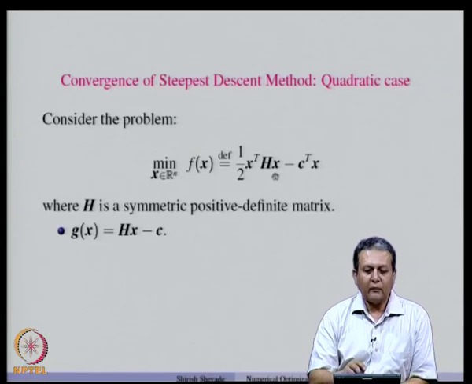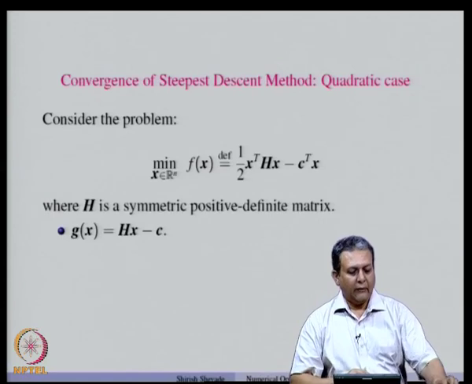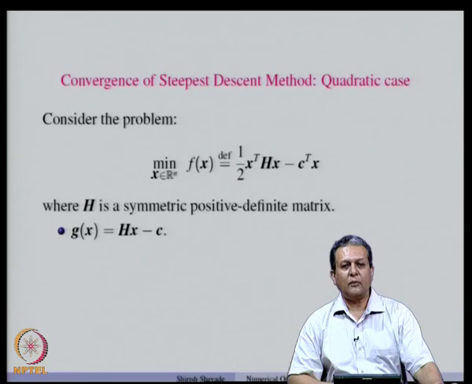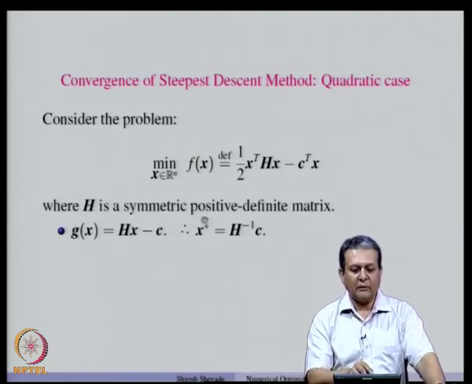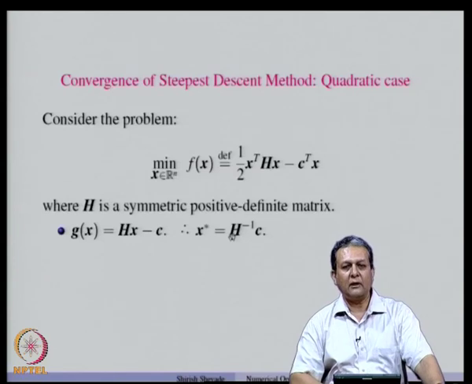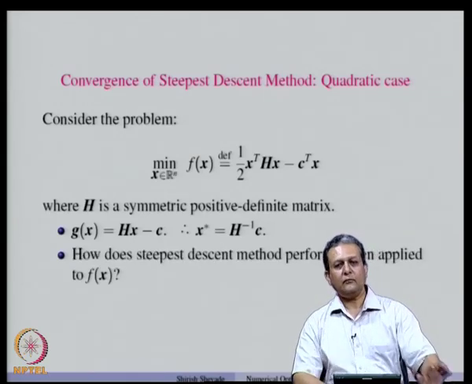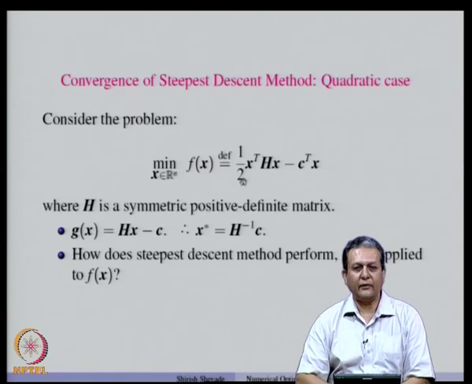Now, we know that the gradient of this function is H x minus c, and if we set the gradient to 0, so H x minus c equal to 0 gives x star to be H inverse c. So, this is the optimal point, and since H is a positive definite matrix, the inverse of H is possible, and we get x star to be H inverse c. Now, we want to see how the steepest descent method performs when applied to this particular function f of x.